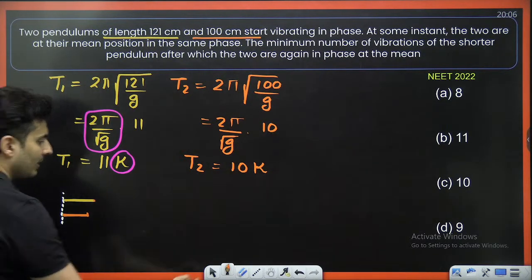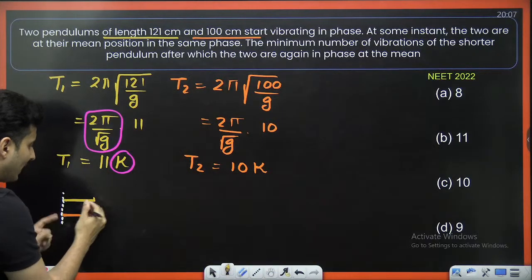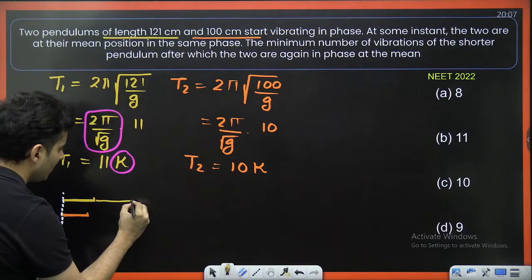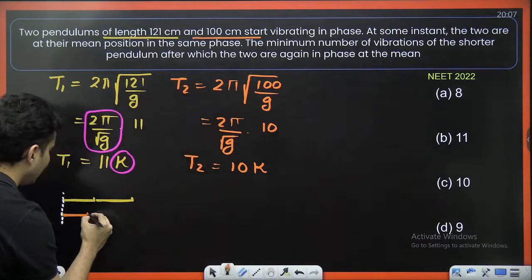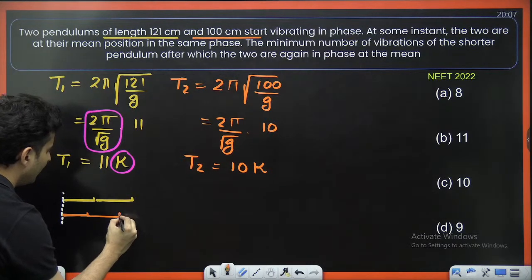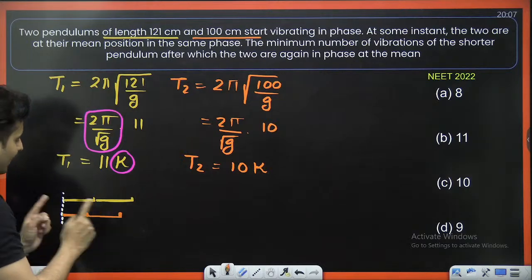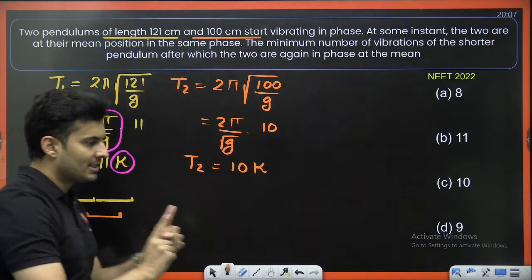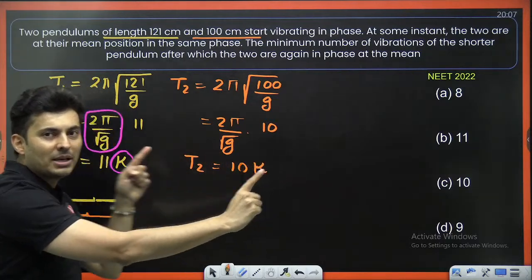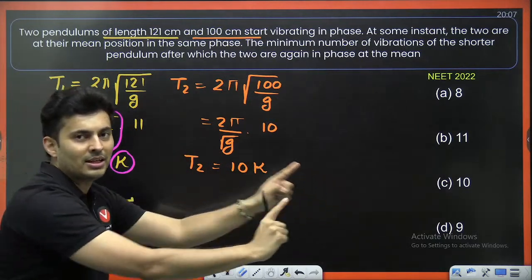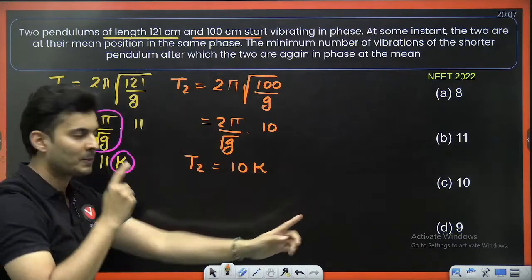I hope you can see that. When you put one more oscillation on this map, this will be 11k, but that 10k and 10k will make it only till here. So see, 10k, 10k, you can see the gap widening. They started at the same time, but because the lengths are different, one is falling behind the other, and more oscillations will make it fall even more behind.